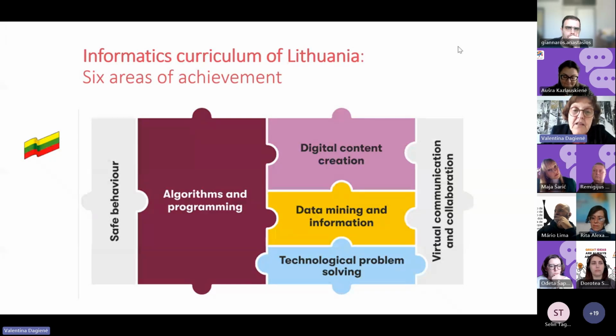And we updated our curricula, and as you see, our curricula consists of 6 areas, and the biggest area is devoted to algorithms and programming, almost together with data mining, about 60%. Data mining and information, you know, is really important now, as it makes the background for artificial intelligence, for AI. And we have smaller parts that we dedicate to digital competencies, like safe behavior, virtual environment, technological problem solving, but it's approximately 1/3 of our Lithuanian content.